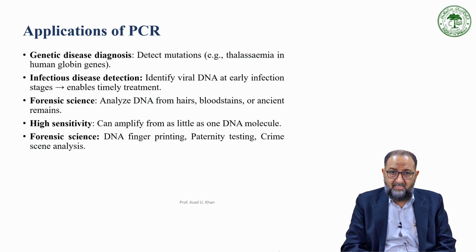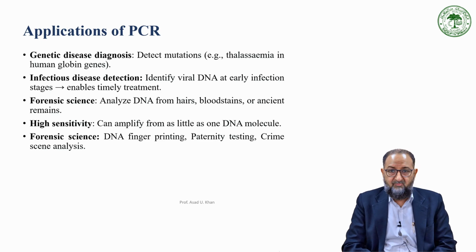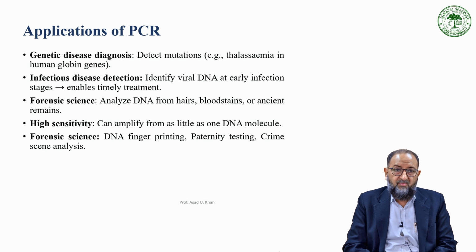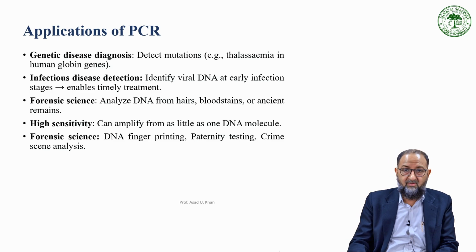Forensic science: analyze the DNA from hair, blood, so at any crime site PCR can be used. The high sensitivity can amplify from as little as 1 DNA molecule. Forensic science uses DNA fingerprinting through these methods, and then paternity testing and crime scenes, et cetera.